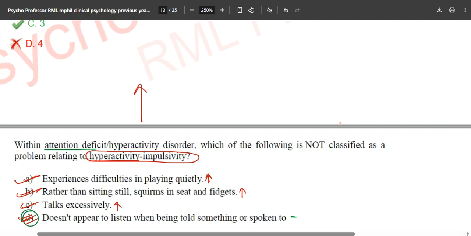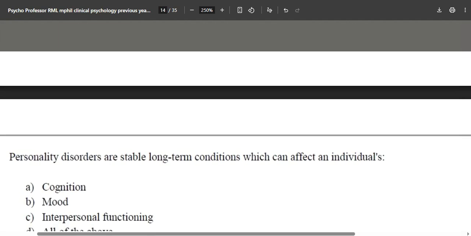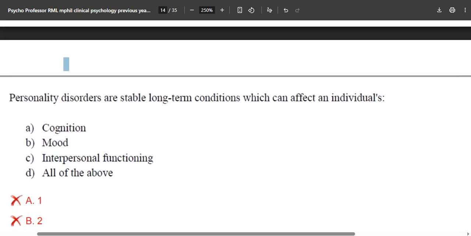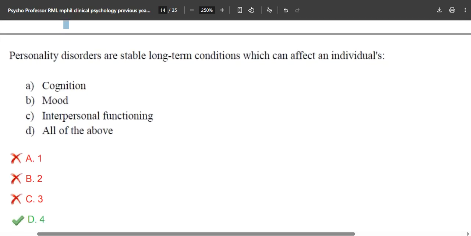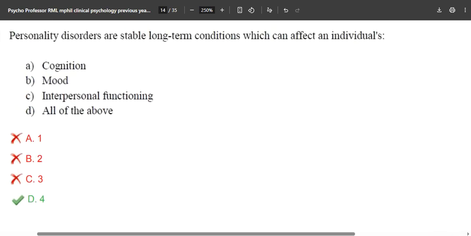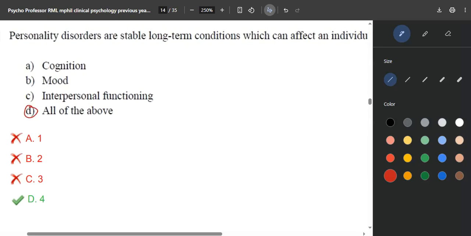Now moving towards the next question. Personality disorders are stable long-term conditions which can affect an individual's cognition, mood, interpersonal functioning, and all of the above. What do you think is the answer? Yes, absolutely, that is the correct answer. Long-term conditions which can affect an individual's everything will be affected. Option D, all of the above, is the correct answer.